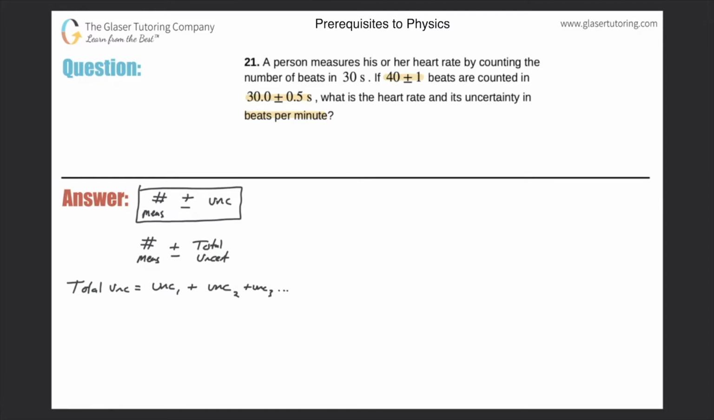Okay, so you can apply this equation on many other types of problems. Now, instead of writing the total uncertainty as equal to the uncertainty of the first measurement plus the uncertainty of the second measurement, what we could do instead is we could always find the percent uncertainty as well, right? So we could say that the total percent uncertainty should equal the percent uncertainty of measurement 1 plus the percent uncertainty of measurement 2 plus the percent uncertainty of measurement 3, etc.